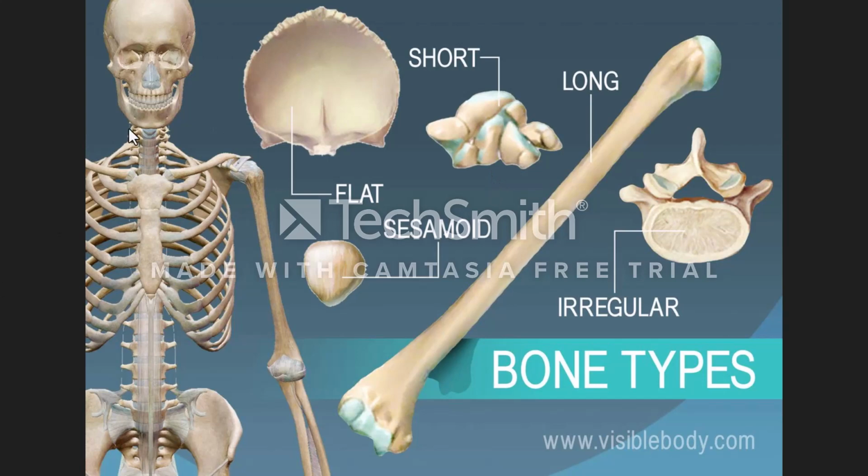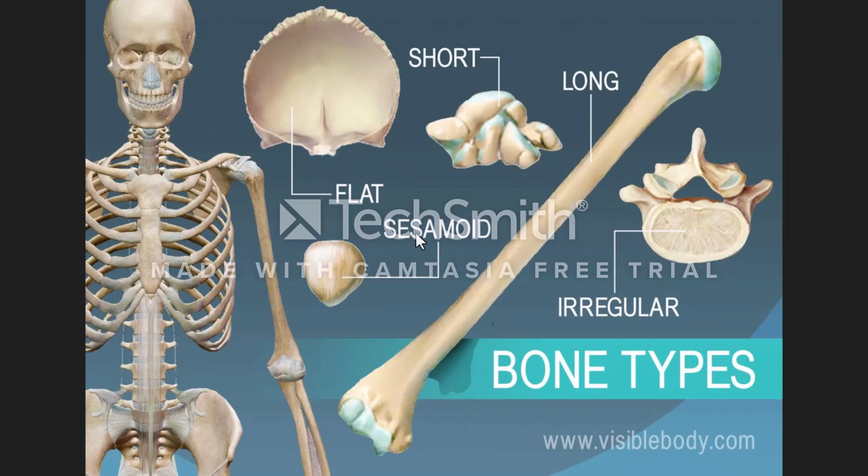Okay, so we basically have short, flat, sesamoid, long, and irregular bones. Flat bones, an example is the sternum. It protects internal organs such as the brain, heart, and pelvic organs. The long bones, an example is the femur. The long bones support the weight of the body and facilitate movement.